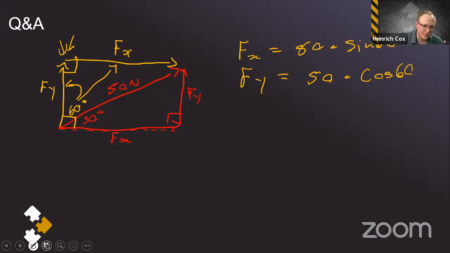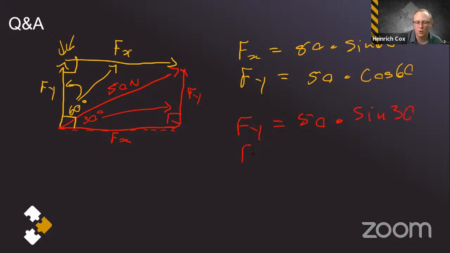But then if we do it the red way, Fy is opposite the 30-degree angle. So in the red one, Fy is equal to 50 times, opposite means sine of 30, and Fx must then be equal to something to do with cos, because it's adjacent.